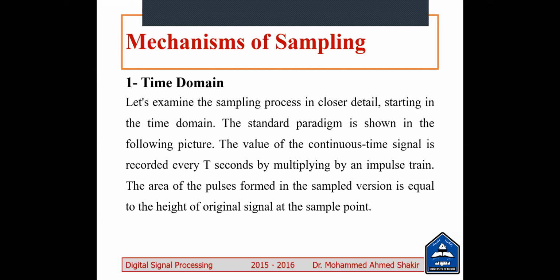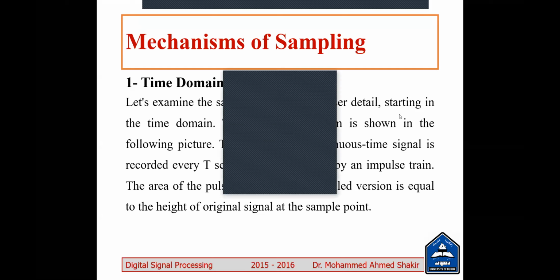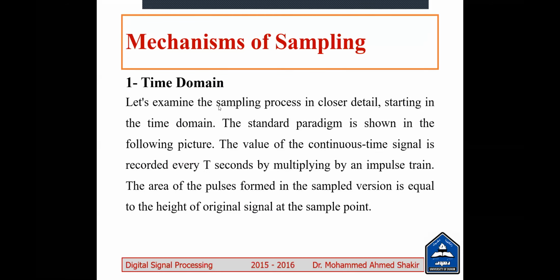Okay, so let us talk about the mechanisms of sampling. First mechanism will be the time domain sampling. Let's examine the sampling process in closer detail, starting with the time domain. The standard paradigm is shown in the following picture. The value of the continuous time signal is recorded every T seconds by multiplying by an impulse train. The area of each pulse formed by the sampled version is equal to the height of the original signal at the sampling point. Let's see what's going on.